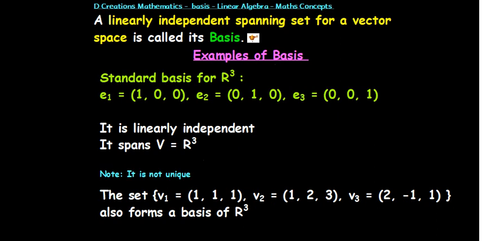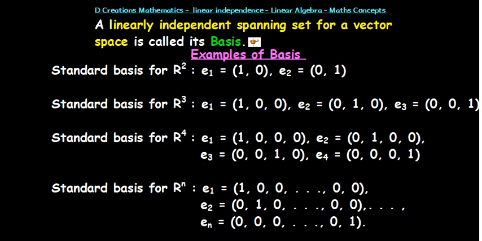Now let us look at some more examples of basis. Just as we have seen the standard basis of R3, you would be able to make a guess at what a standard basis of R2 will be. And it is essentially the vectors 1, 0, 0, 1. Why? Because they are linearly independent. We have seen that in the previous episode. And also they span R2. Again, seen in the previous episode. So, standard basis for R2 is these two vectors 1, 0, 0, 1.